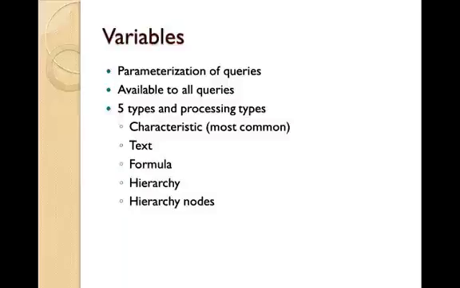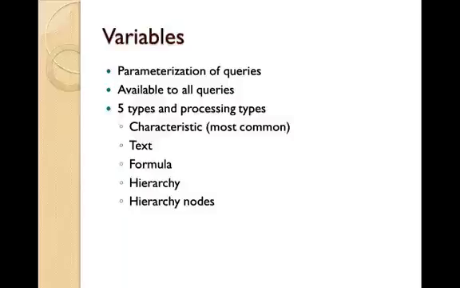And there are 5 types of variables, in fact, in SAP BW, and also 5 processing types. The 5 different types of variables are shown here. The first is characteristic variable, which is, by the way, the most common one, so we'll spend more time talking about characteristic variables. In fact, the example that I just talked about can involve a characteristic variable, which is quarter, so that when we run the query, we can then input the quarter number, whether it's Q1, Q2, and so on.